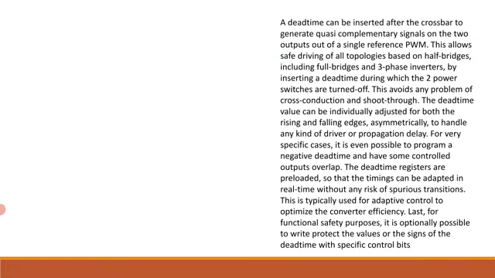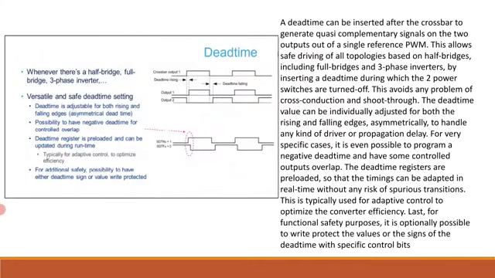A dead time can be inserted after the crossbar to generate quasi-complementary signals on the 2 outputs out of a single reference PWM. This allows safe driving of all topologies based on half bridges, including full bridges and 3-phase inverters. By inserting a dead time during which the 2 power switches are turned off, this avoids any problem of cross conduction and shoot through. The dead time value can be individually adjusted for both rising and falling edges asymmetrically to handle any kind of driver or propagation delay.